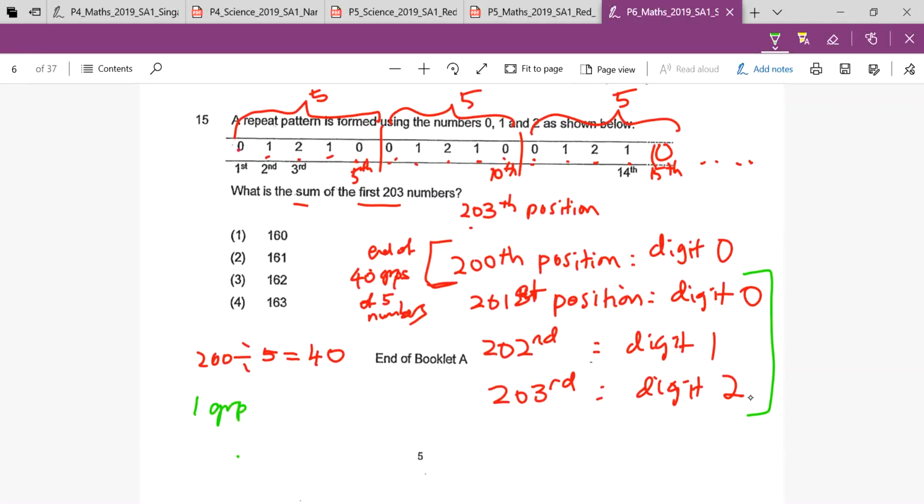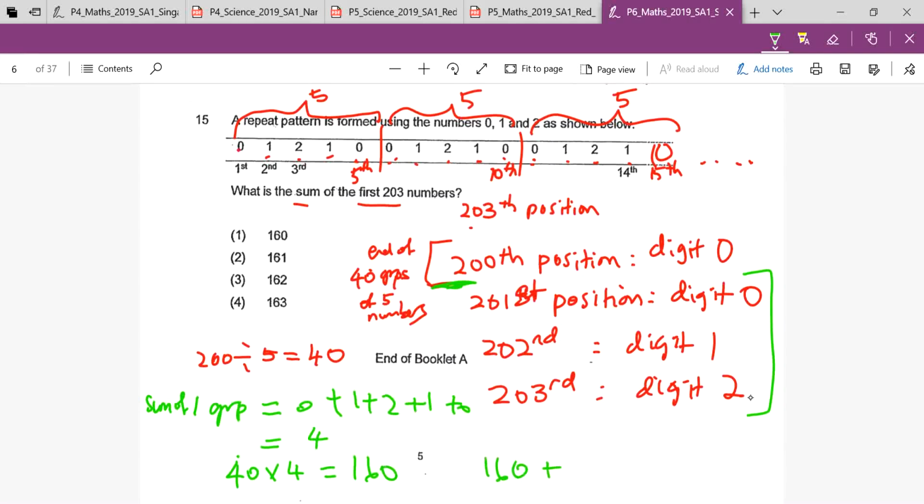Sum of one group would be 0 plus 1 plus 2 plus 1 plus 0, and that is 4. How many groups are there here? It will be 40, so 40 times 4 will give me 160, and then 160 plus the 0 plus the 1 plus the 2, it will give me 163.